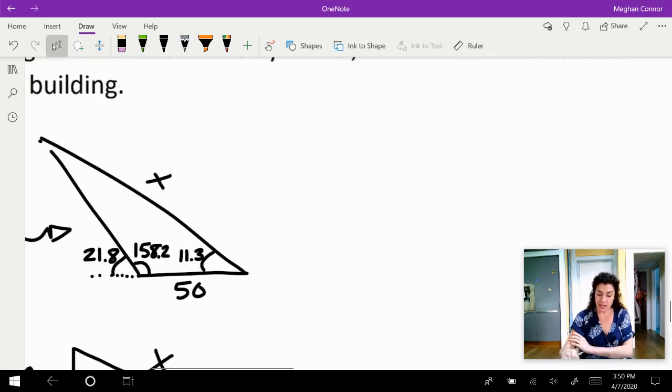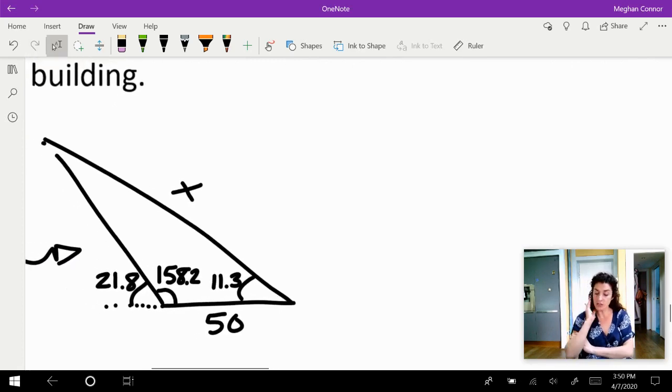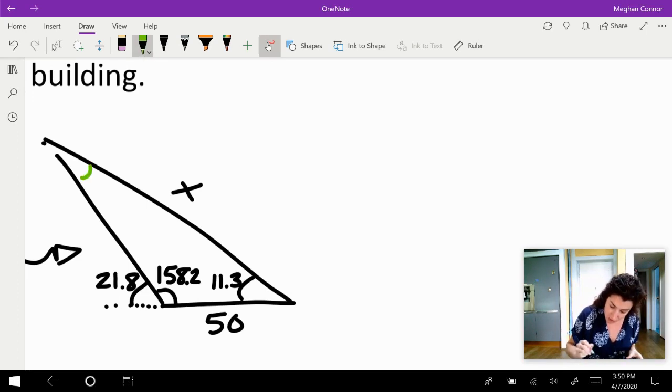Focusing on my second diagram, trying to solve for x, I'm going to use my law of sines because I've got a ton of angles. The more angles I have, I would use law of sines, versus if I had only sides, I would use law of cosines. But since I have angles, I'm going to use law of sines. I need to solve for this missing angle up here, so I can do sine of that angle over 50, the only side length I have here. So I'm going to do 180 minus 158.2 minus 11.3, and I get 10.5 degrees.